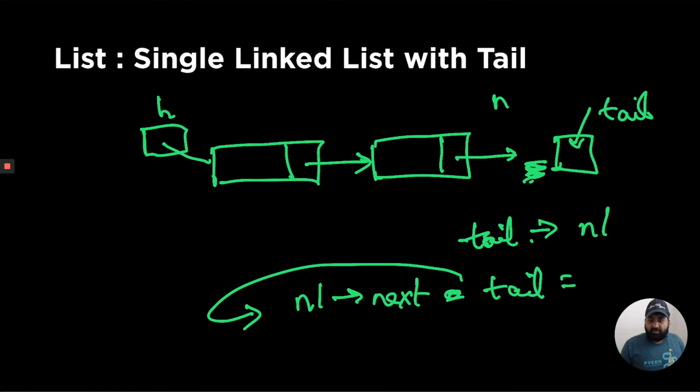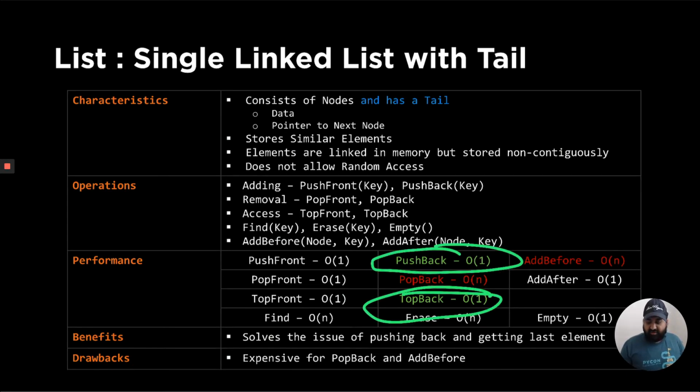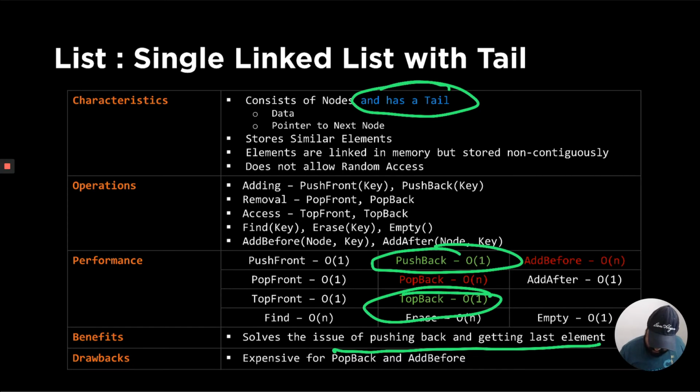Now, let's talk about two other ways to implement a linked list. With a linked list with tail, we saw that pushback and topback can be performed in a constant amount of time. So we basically solve the issues of pushing back and getting the last element. But now we have added another pointer, the tail, so it's a little bit more costly. But we see that popback, which is removing an element from the back, or add before, is still O(n).